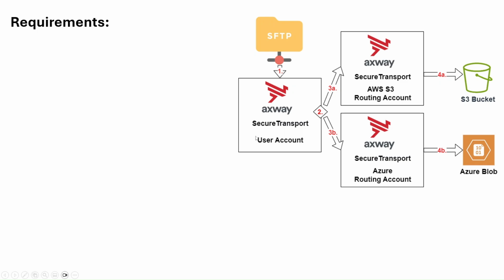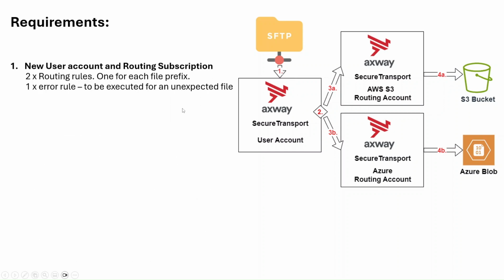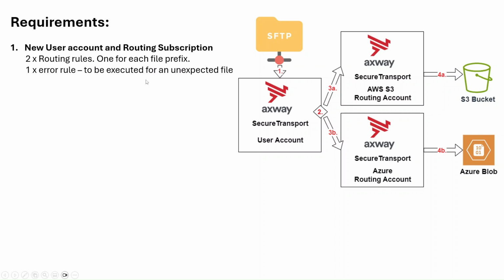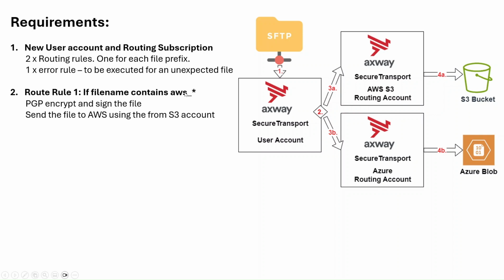So I'm going to set up this kind of flow here where I'm going to upload files through an SFTP client upload. This could be any particular upload mechanism you choose. Once the files hit the SecureTransport Advanced Routing engine, I'm going to do a few different things depending on the file name. So I'm going to have two routing rules set up, and I'm going to have an error rule set up. So when the file is received, if it matches AWS underscore something, I'm going to PGP encrypt it and send it to an S3 transfer site.